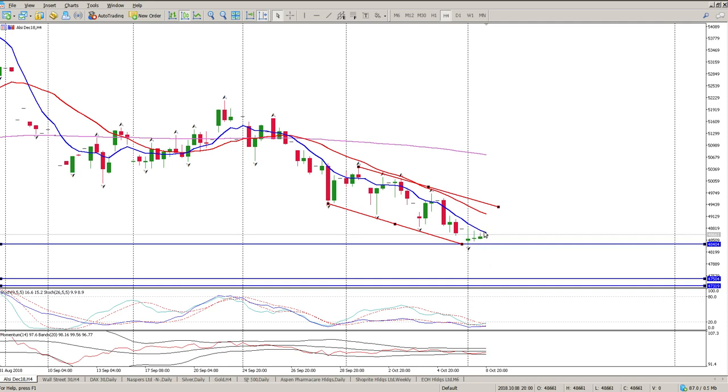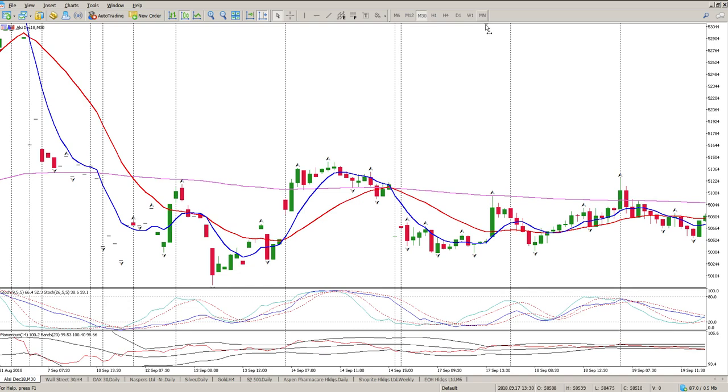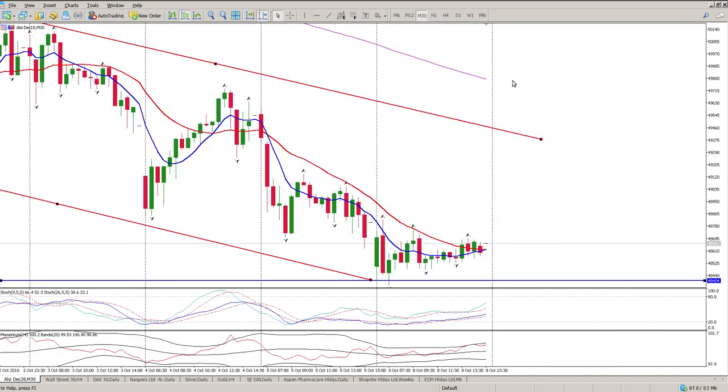However, in my experience with the Aussie, I would still expect another move to the downside, especially with these tails. Okay, so either another attempt to break below 48,400, or we do get below it and we gradually move back down to 47,500. So let's just have a look here. A consolidation pattern that is in play is pretty much over here.